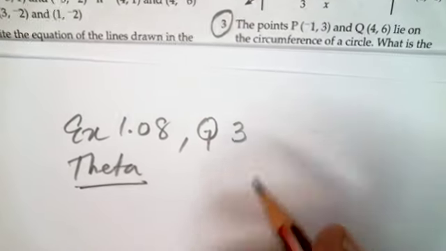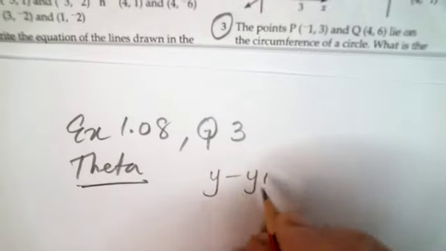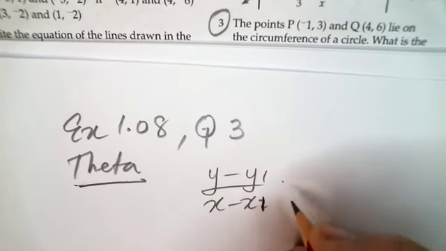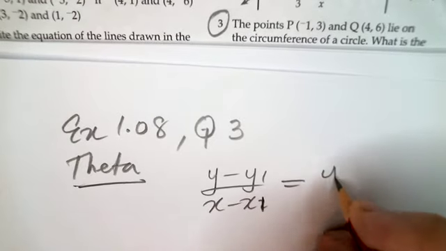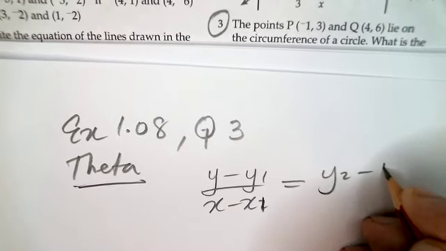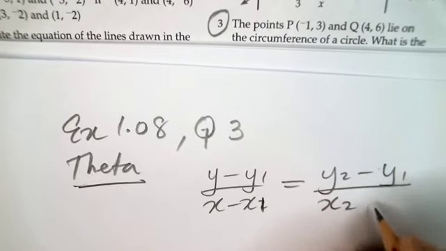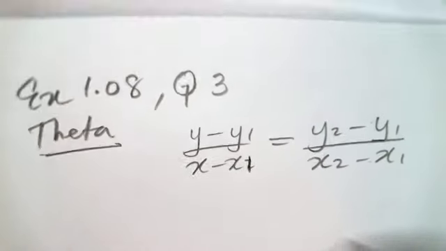So we're going to have y minus y1 over x minus x1, sorry, x1, is equal to y2 minus y1 over x2 minus x1.